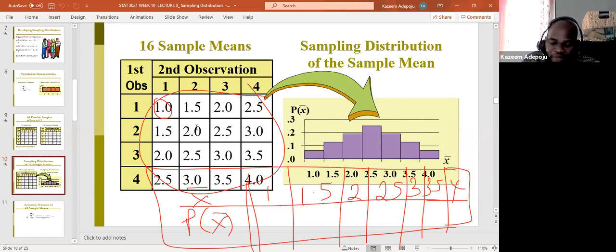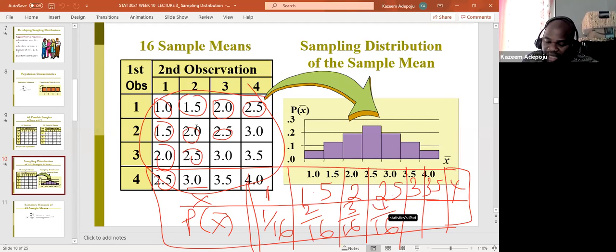Now how many 1 do we have? We got 1 over 16. We're looking at the table. How many 1.5? That would be 2 over 16. How many 2? We got 3 over 16. Take a look at that. How many 2.5? We got 1, 2, 3, 4. We got 4 over 16. How many 3 do we have? We got 3 over 16. Can you see that now? And how many 3.5 do we have? We got 2 over 16. Then how many 4 do we have? We have 1 over 16, in such a way that when you add all this probability together, it's going to be 1.